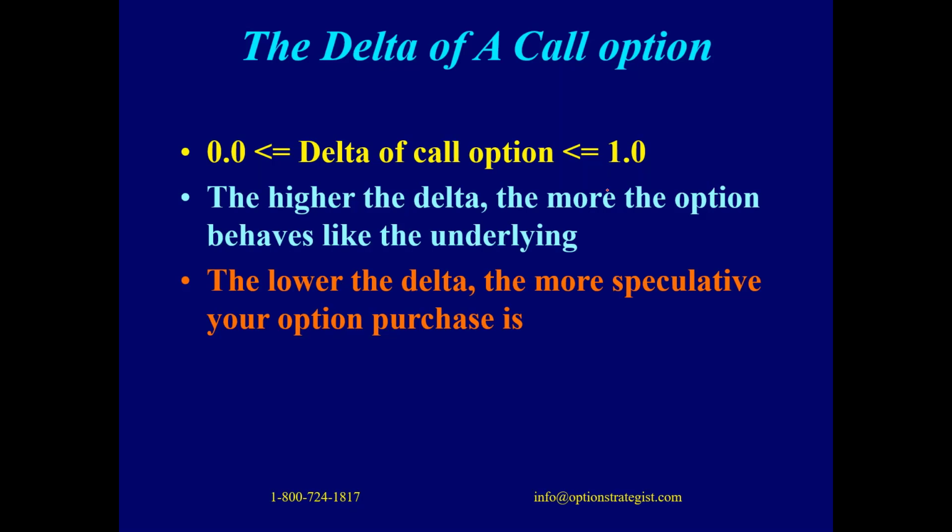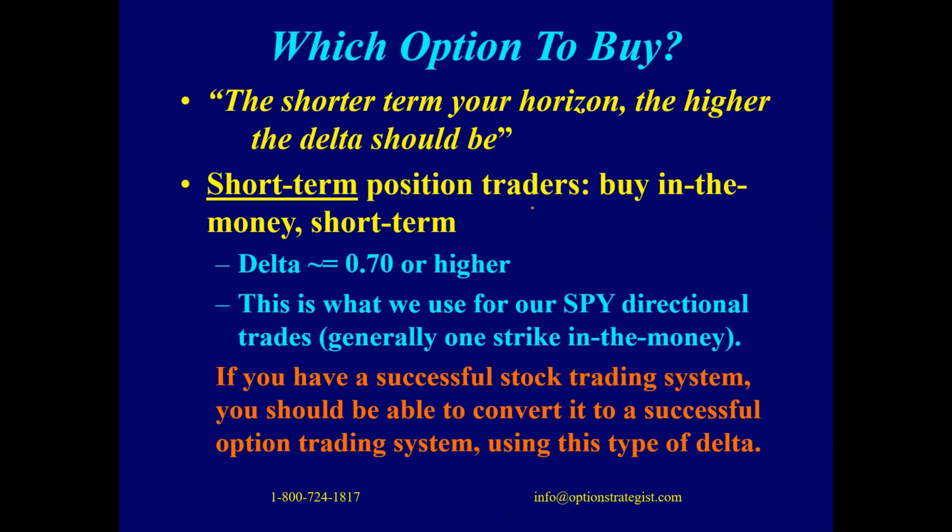You can be right and wrong at the same time. You're right on the movement of the underlying, but you're buying an option that's such a high speculation that it doesn't make any money for you. So the delta of a call option ranges between 0 and 1. We tend to buy options when we're trading these things that have a delta of 70 or higher. So that's 1 or 2 strikes in the money.